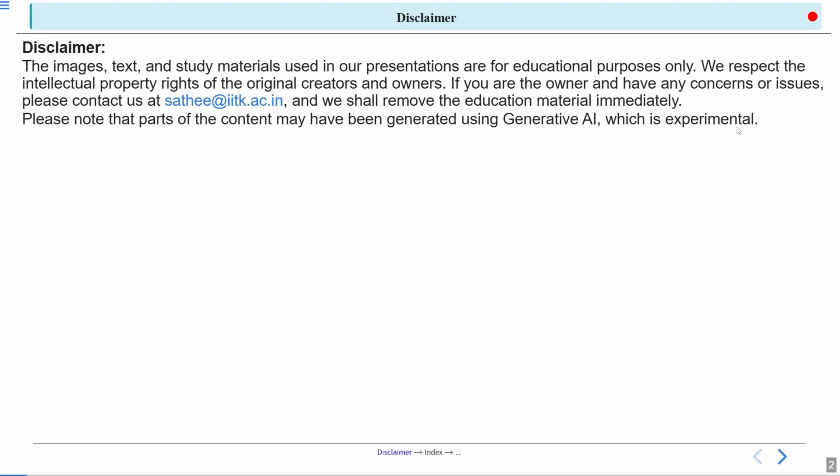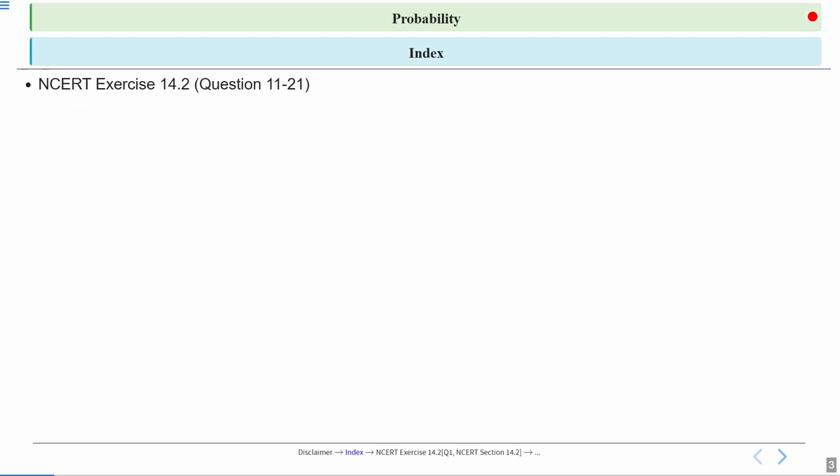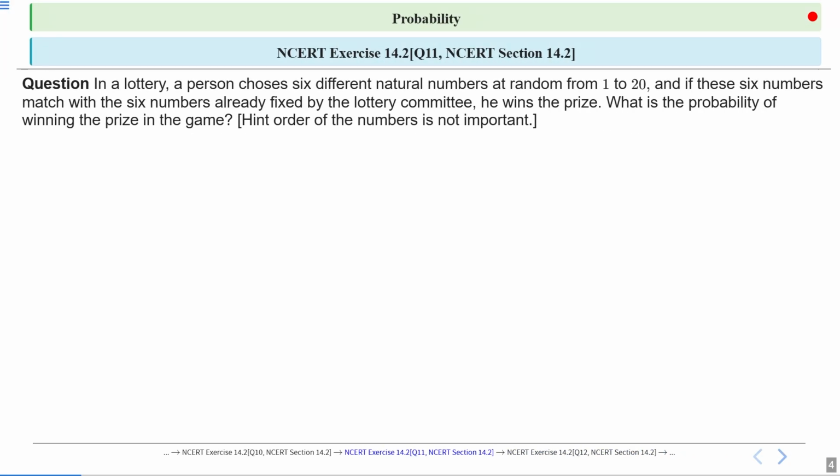So this is a disclaimer. We will cover NCERT exercise 14.2, question number 11 to 21. Students, first of all, make sure you have your notebooks and pens ready. Read the question very carefully first.